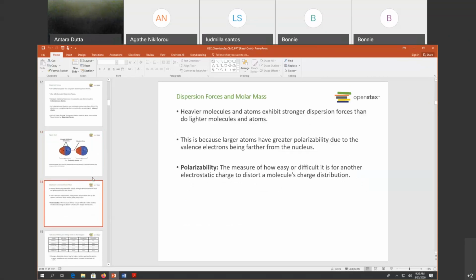Okay. So dispersion forces are very closely related to the molar mass. So let's say I take methane. If you remember, we drew methane in CHEM1. It is a tetrahedral shape. It is totally symmetrical, and it is non-polar.